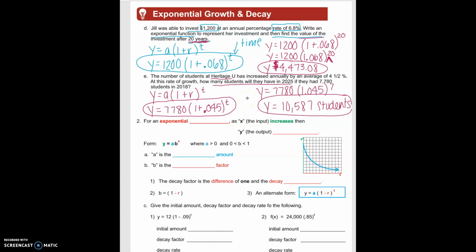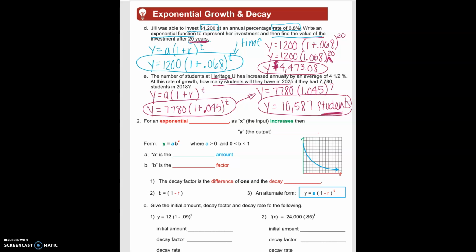So when I clean up my equation, I've got the initial amount of students. I simplified my numbers in the parentheses, and my exponent was a 7 because it was a 7-year difference between 2018 and 2025. I got a total of 10,587 students. I had to round down because I didn't quite have enough for 10,588. So I round down, and word problem, word answer.